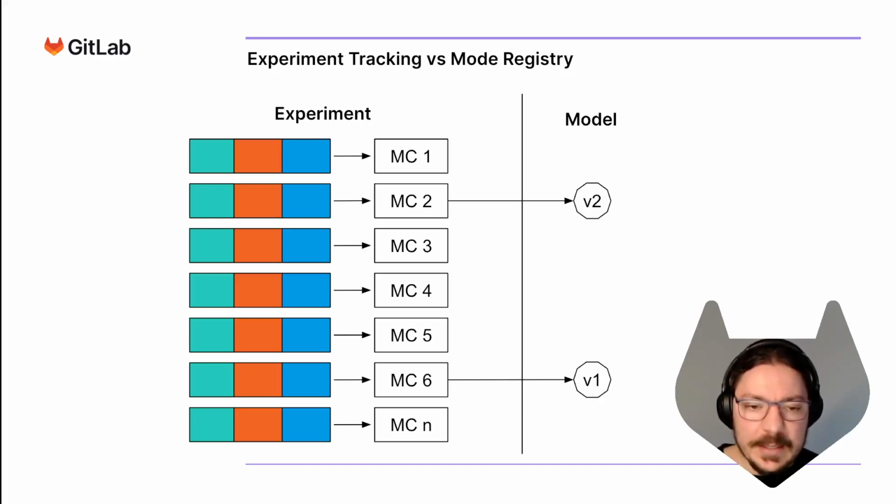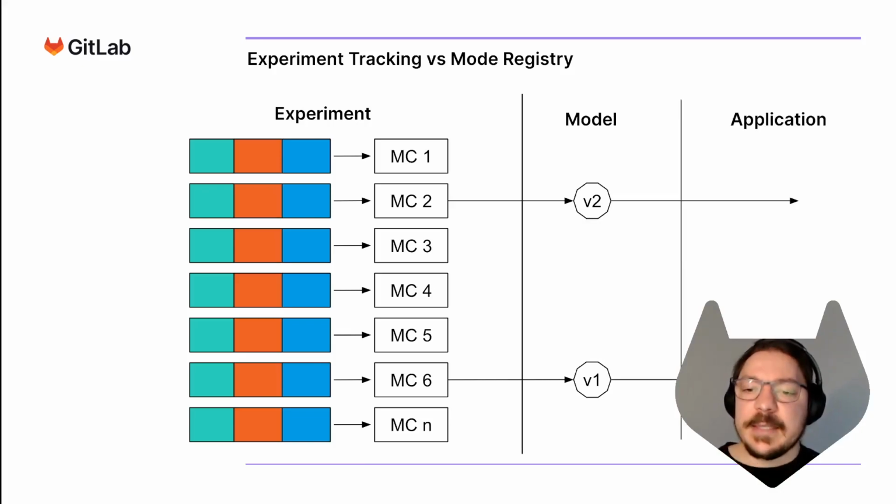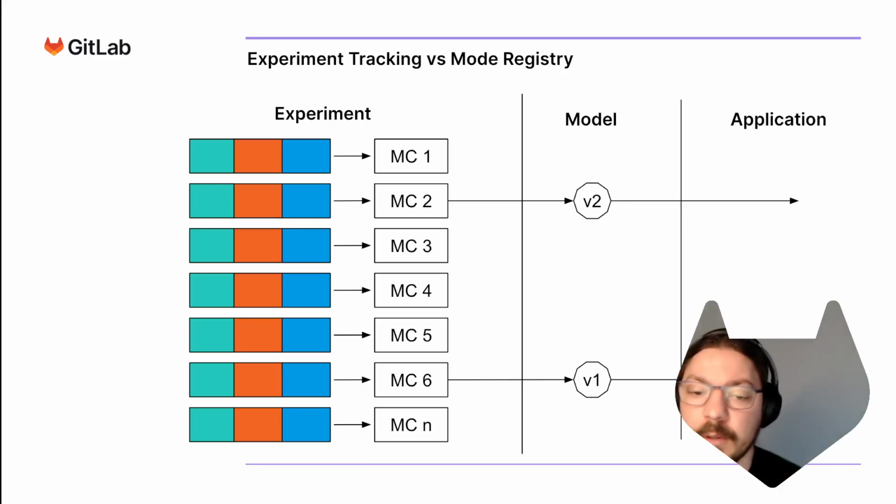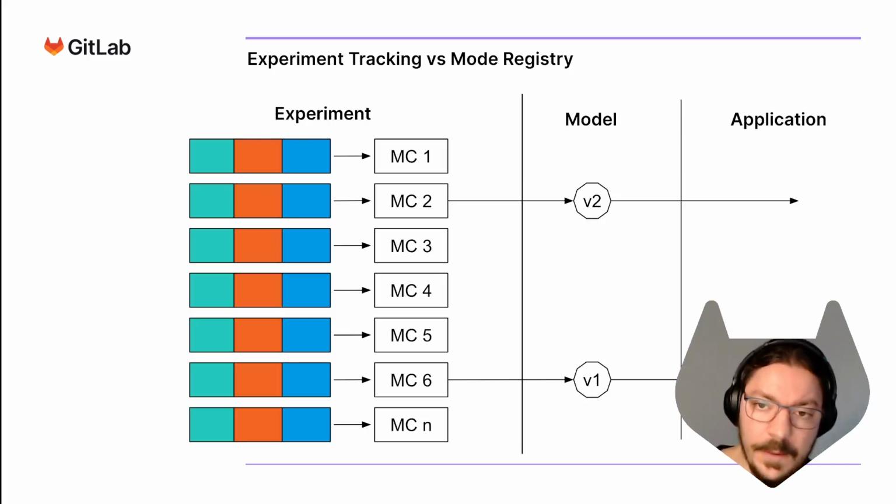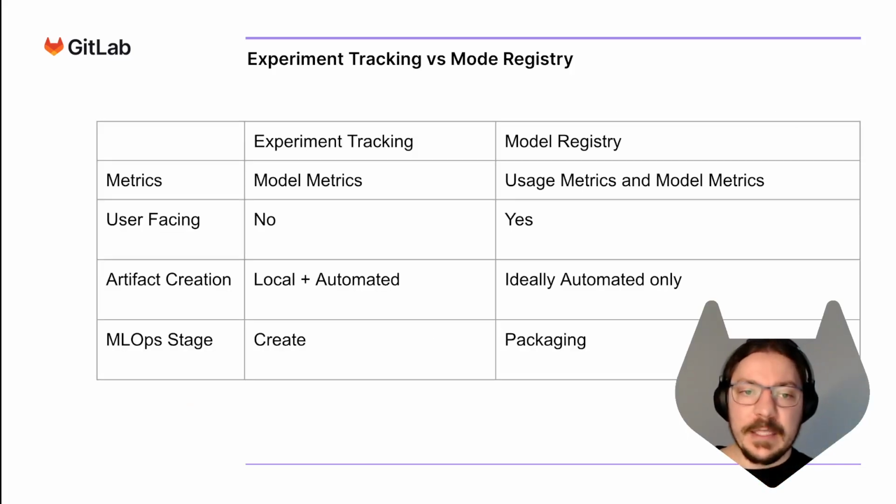On the experiment tracking side, some of these candidates are created even on the local machine of the user. And the models are some of these candidates, the best candidates that I keep finding over time, which will be promoted to specific model versions. And these model versions will then be exposed to the real world, to the application. So the main difference between experiment tracking and model registry is that they work together.